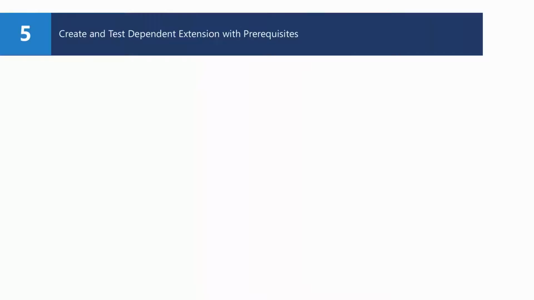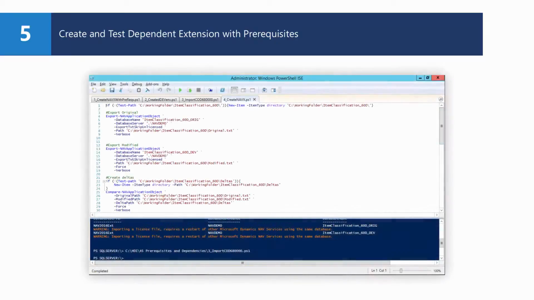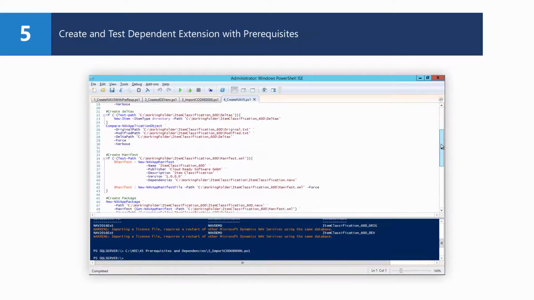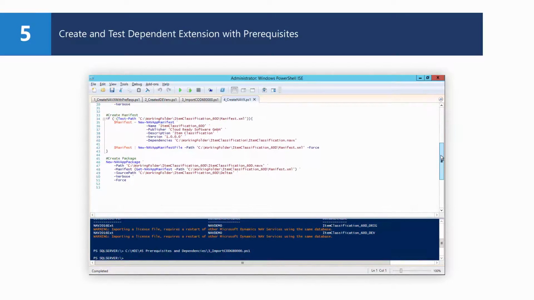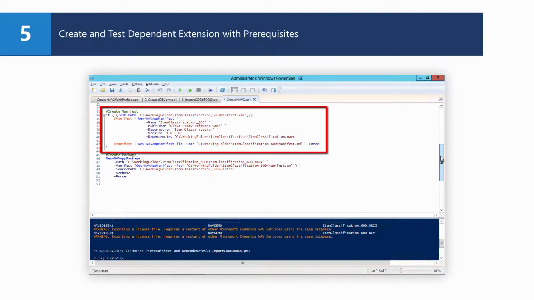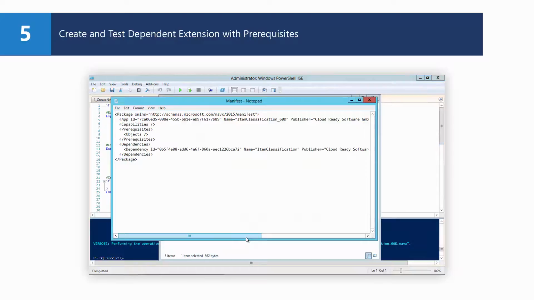So, now that development of the new extension is ready, let's create a NAVX file and test it in the test environment. I will use the same script and method that was already explained in the video How Do I build a basic Microsoft Dynamics NAV extension. So, let's just execute this script. Notice that in the script, when creating the manifest, we reference the NAVX file from which this extension is dependent. When you open the manifest, you'll see that the dependency is described.